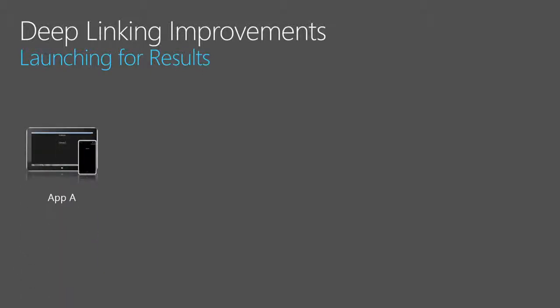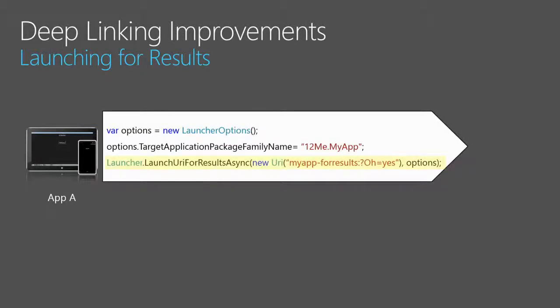So again, I've got my app A scenario. I wish to launch an app. The main difference is I have launch URI for results async as opposed to launch URI async. The team always explains that this is the reason why their methods get longer and longer each iteration. They start off with something and then they go, oh yeah, let's add this, oh, let's add this, and the name gets longer and longer and longer. So, pretty much the same as we've seen so far.